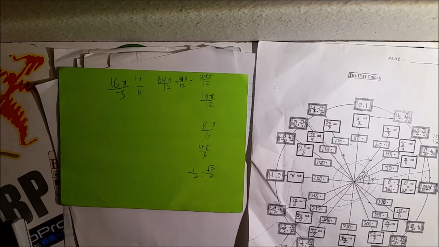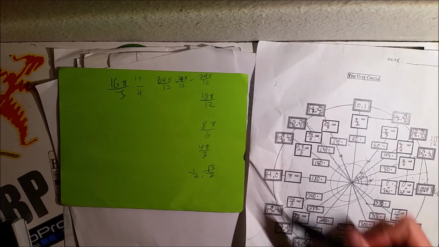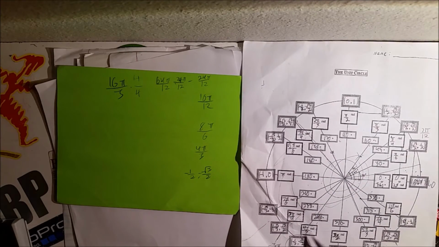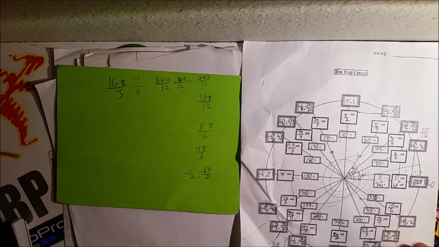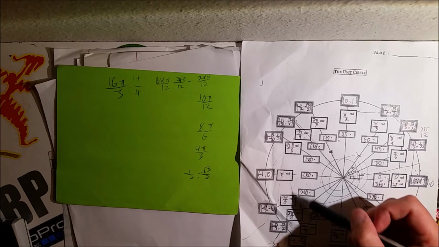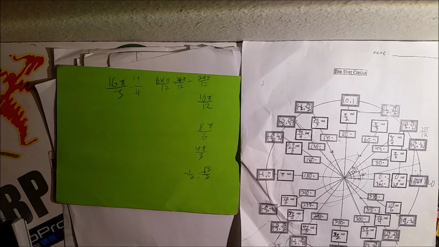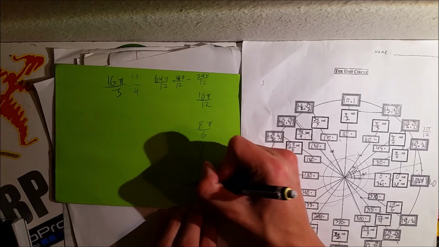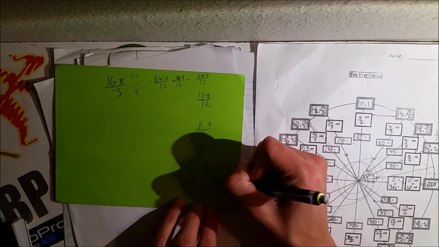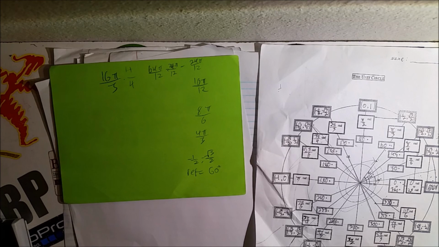If we find the reference angle in degrees, reference angle is how far we are from the x-axis. All we need to do is look and say we've got 15 degrees here, plus 15, plus 30, that's 30 degrees right there, and that ends up being 60 degrees. So our reference angle equals 60 degrees. All right, and those are those problems.